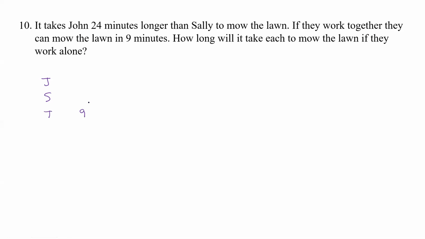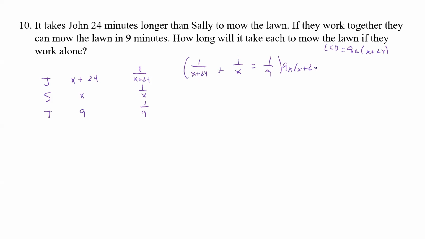John's 24 minutes longer than Sally, so let's let Sally equal x, and John is going to be x plus 24. So that's going to be 1 over x plus 24, that's going to be 1 over x, and that's going to be 1 over 9. So we're going to take 1 over x plus 24 plus 1 over x equals 1 over 9. Now our LCD is going to be 9x times x plus 24. Basically each of these terms is by itself, and so it's going to take all of them.